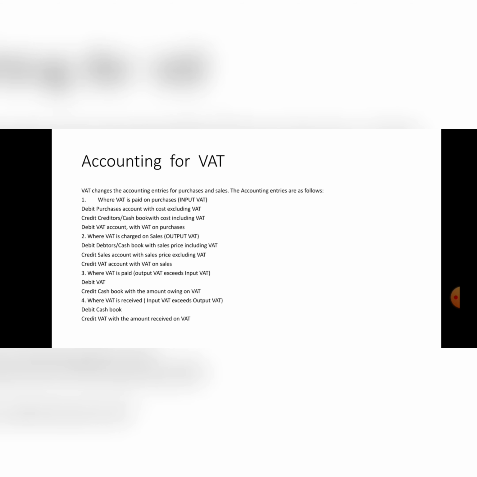Where VAT is received, that is input VAT exceeds output VAT, you debit cash book account and you credit VAT with the amount received on VAT.